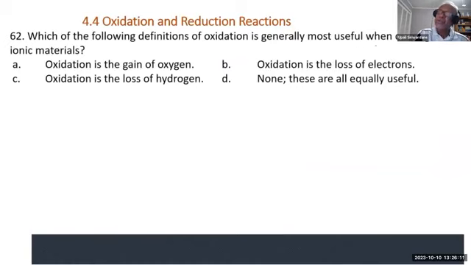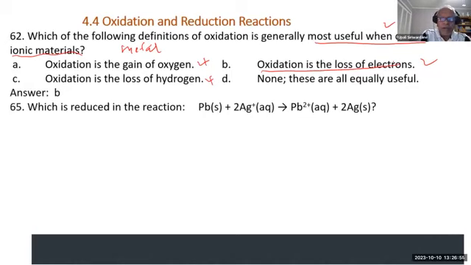Which of the following is most useful when dealing with ionic materials? Ionic materials are metals. We use loss of electrons. That's the correct one. Oxidation and reduction, these two definitions are used only in combustion reactions, where oxygen is lost or gained, or hydrogen. We're going to talk about definitions. Generally, most useful are the loss of electron or gain of electron. That's the correct answer, D.